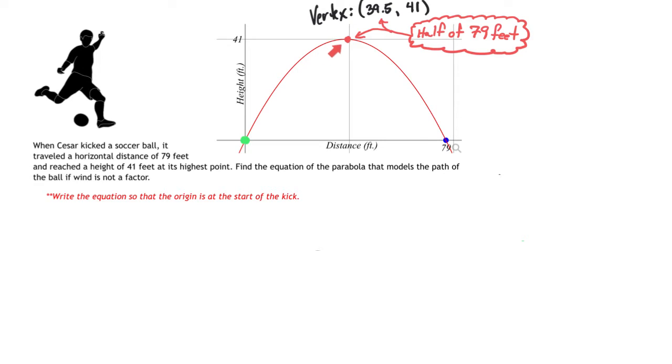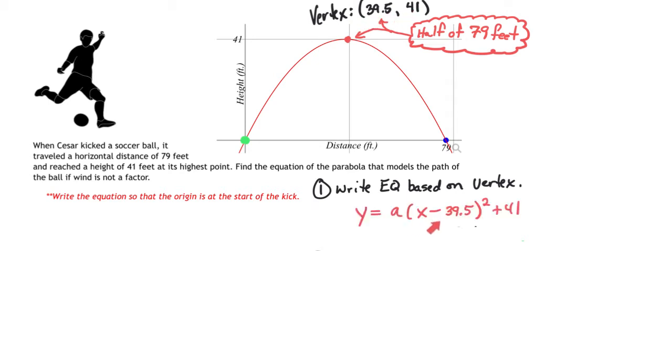Then, if you know the vertex, we can start to figure out the equation. The first step would be to write down the equation based on the vertex. So if I know my vertex is at 39.5, comma 41, then the parentheses part of my parabola is going to be x minus, remember it's opposite in the parentheses, squared, and then plus 41. Leaving that a by itself. We're still trying to figure out what that is. If I know the a, I'm done. So that's the goal of the rest of this video, to try to figure out what that a value is.